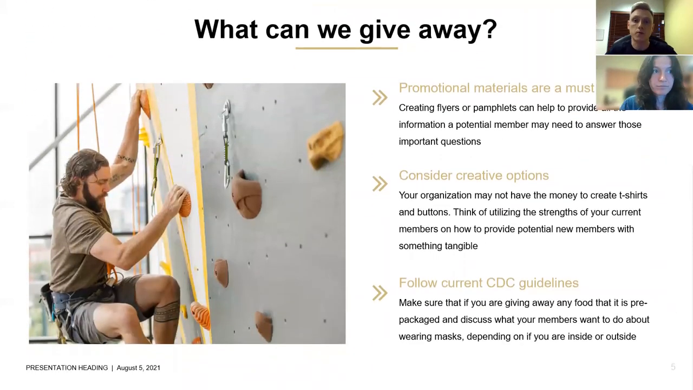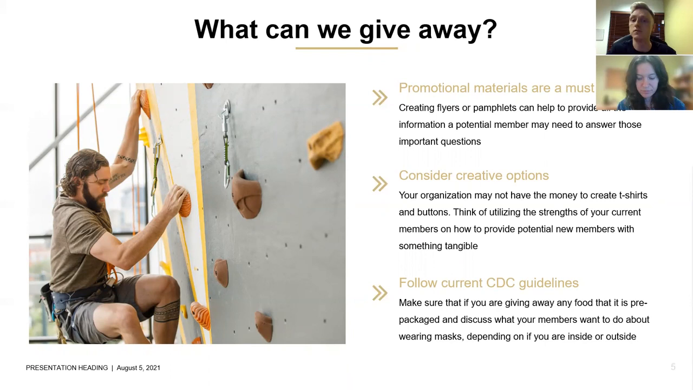Now let's talk about giveaways. Now, it's definitely important to provide some type of material on your tables. Promotional materials are definitely a must. Creating a flyer or pamphlet can help to provide all the information that a potential member may need to answer those important questions. And those five questions are always, who are you? What do you do? When and where do you meet? And why should they join your organization?